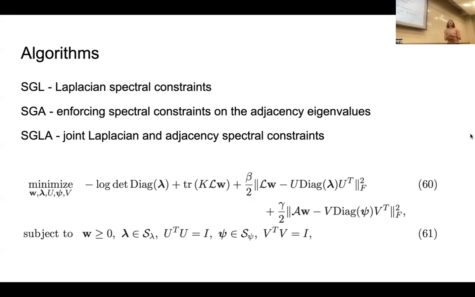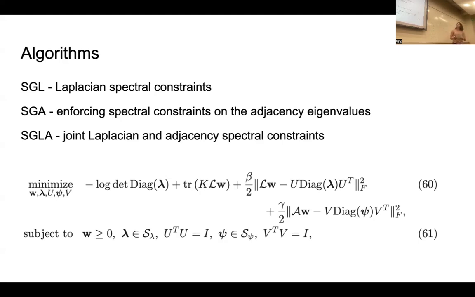Okay, so the algorithms that they derived based off of the generalized framework that we saw a couple of slides ago basically took the form of either enforcing Laplacian spectral constraints or adjacency spectral constraints, or both in tandem. And I think the results that they got were that doing the joint Laplacian and adjacency spectral constraints had the best results, which I guess makes sense. We're just giving it more information about the graph.